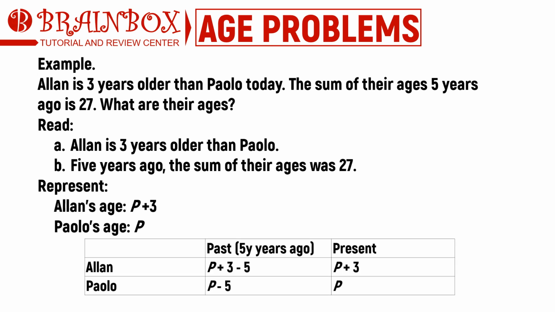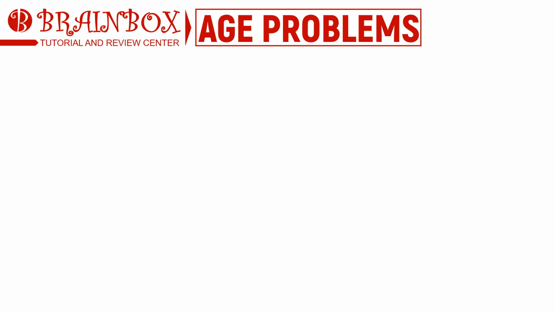Next, we represent Alan and Paolo's age. Using the tips we have discussed, we will use P to represent Paolo's age. Since Alan is 3 years older than Paolo, then Alan's age is represented as P plus 3. Also, we will use a table for this step to easily show their ages at present and 5 years ago. Note that the present ages of Alan and Paolo were only subtracted with 5 under the past column to show that 5 years ago they had these ages.